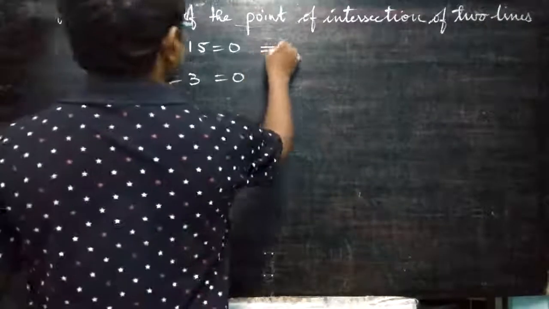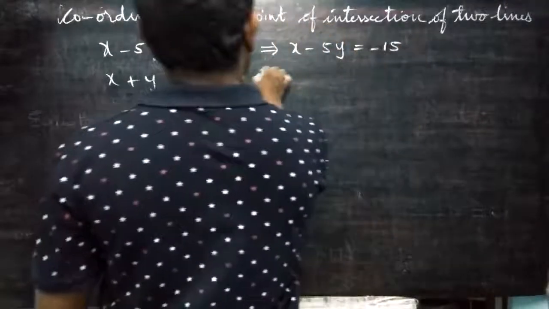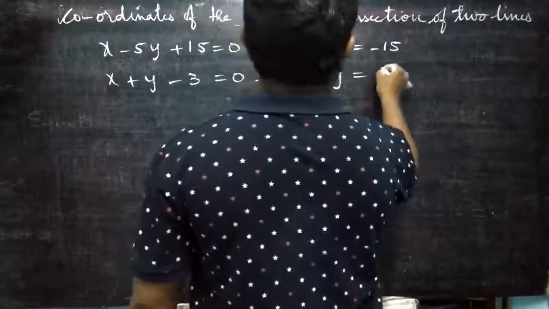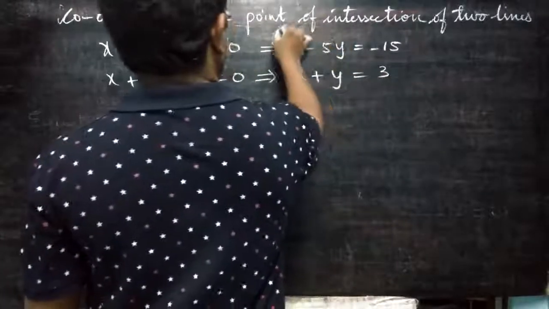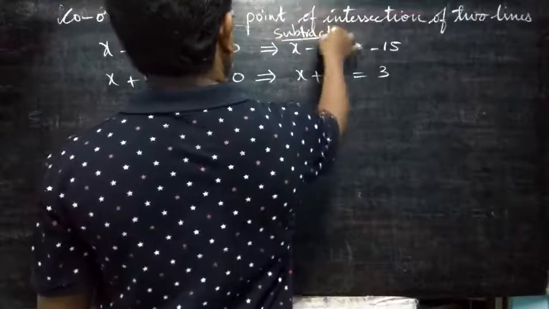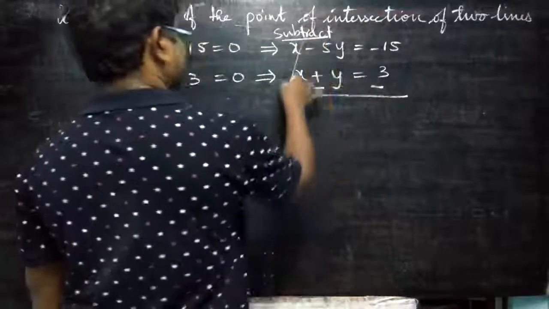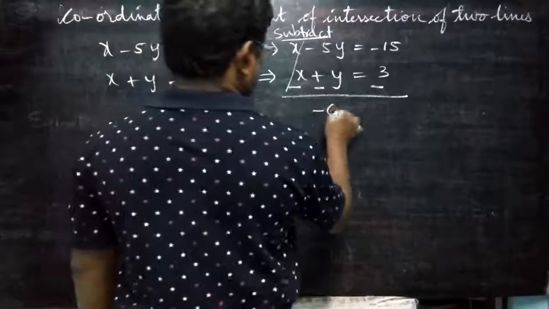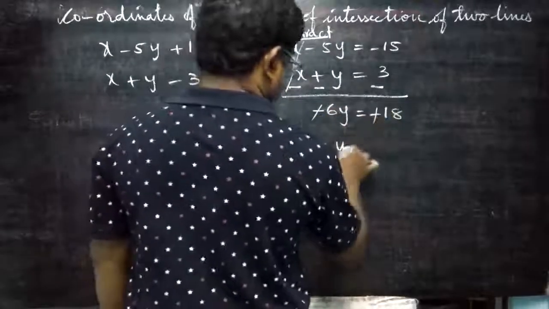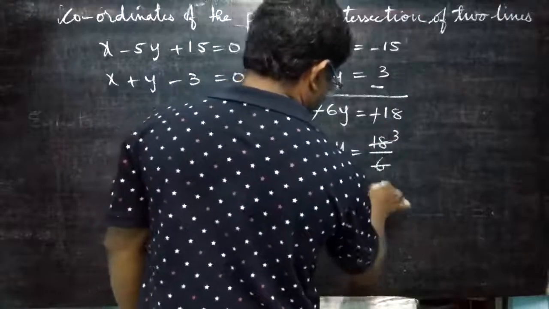Now that implies x minus 5y is equal to minus 15, and here x plus y is equal to 3, as minus 3 becomes plus 3. Now subtract. When you subtract, opposite signs, plus will become minus. x gets cancelled. Minus 6y is equal to minus 18. Minus minus get cancelled. y is equal to 18 by 6, which is 3.